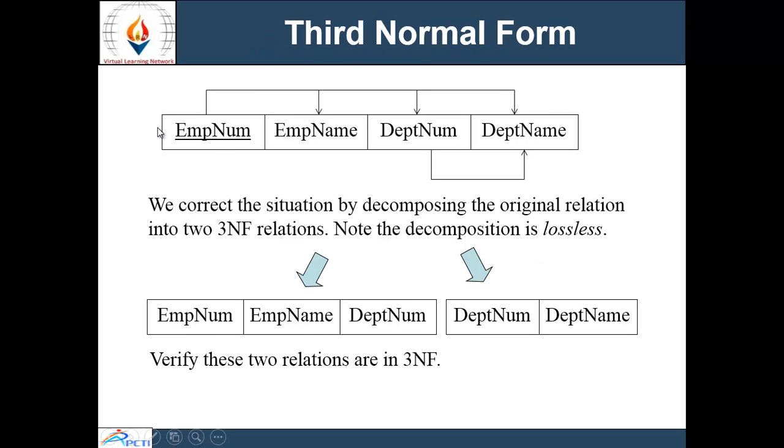So to remove this transitive dependency, we decompose this relation into two relations, in which the first relation contains the employee number, employee name and department number, and the second contains the department number and department name. And the decomposition is lossless decomposition, which results in the database being in third normal form.